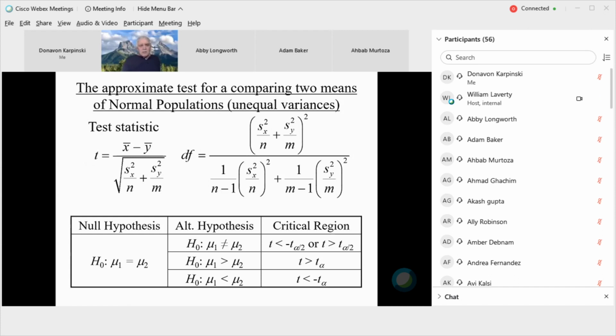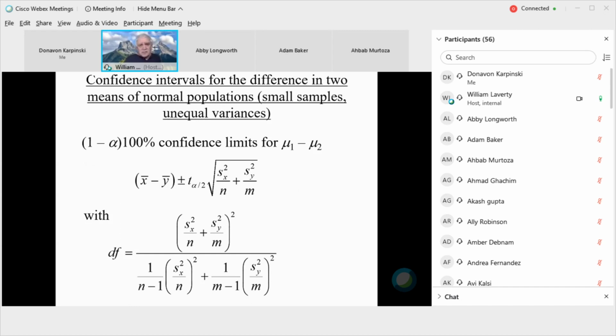The difficult calculation is actually calculating degrees of freedom. Degrees of freedom are usually integer numbers. This won't be an integer number. What you do is you round to this value. The critical region will be under the t-distribution with this degrees of freedom. There's confidence limits: X bar minus Y bar plus or minus t sub alpha over 2 times a square root, and this is really an estimate of the standard deviation of X bar minus Y bar. The degrees of freedom is a more difficult calculation.